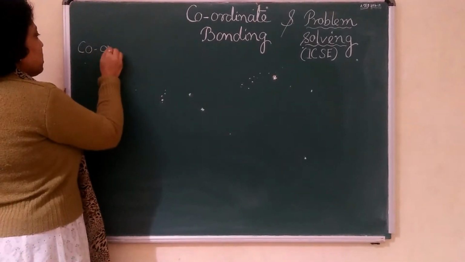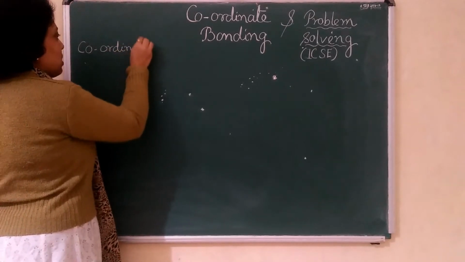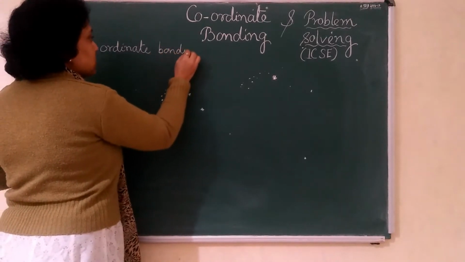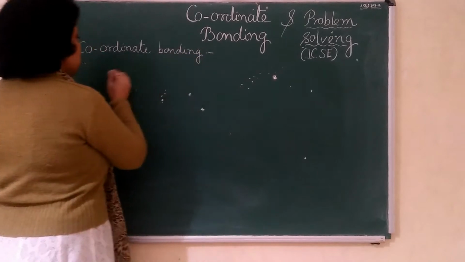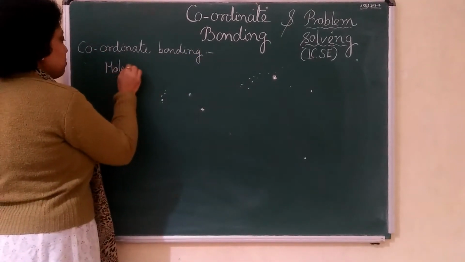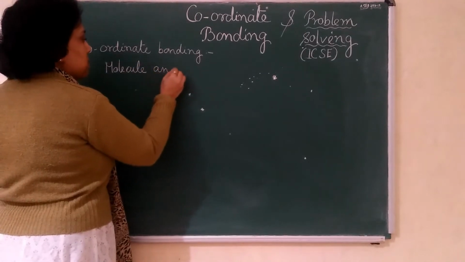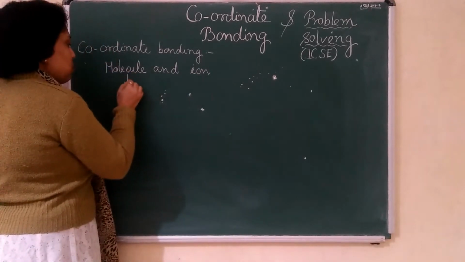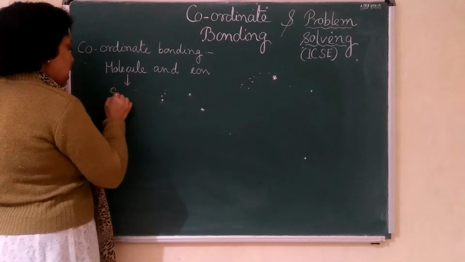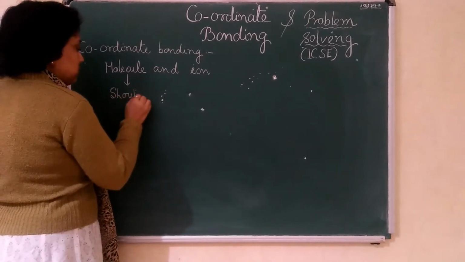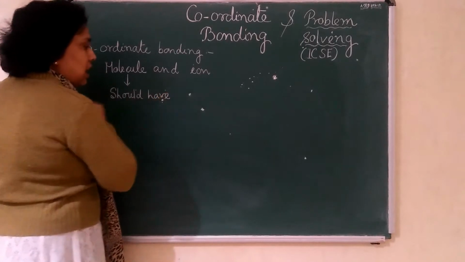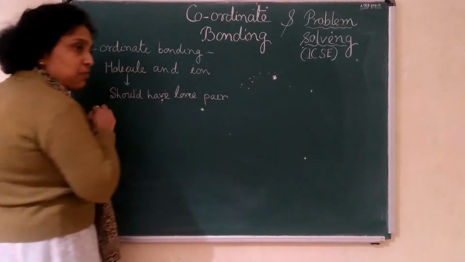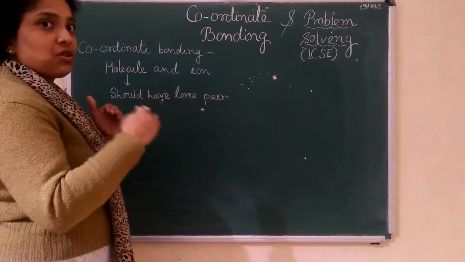What is coordinate bonding? In my previous video also I have told that coordinate bonding mainly occurs between a molecule and an ion. This molecule should have a lone pair of electrons which is not bonded. A bond pair is already bonded, a lone pair is the excess.